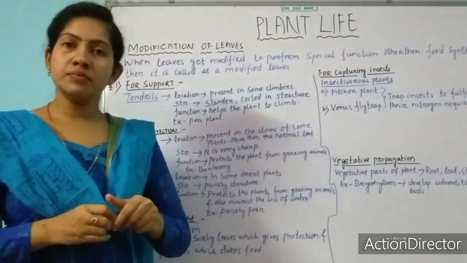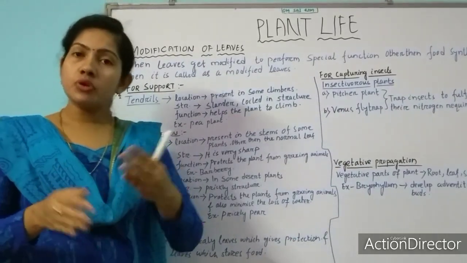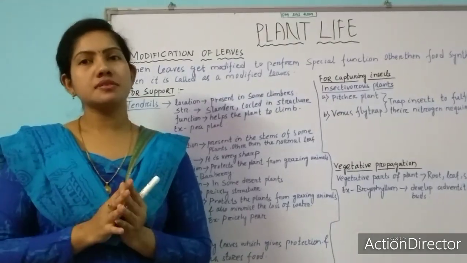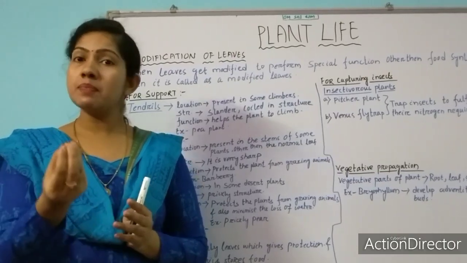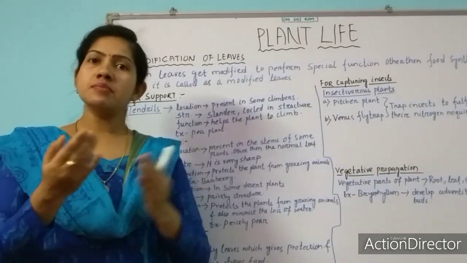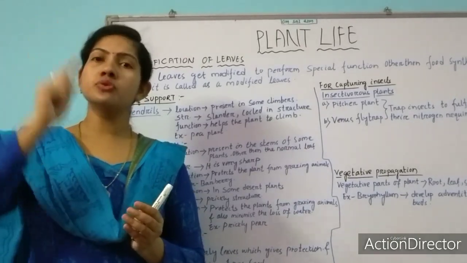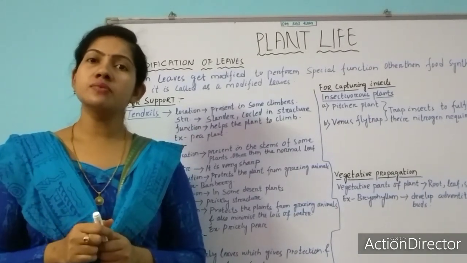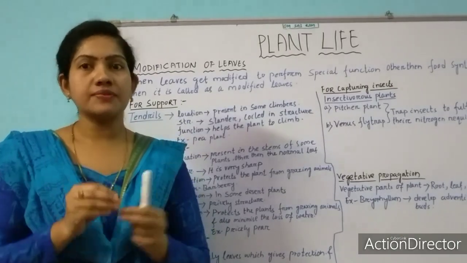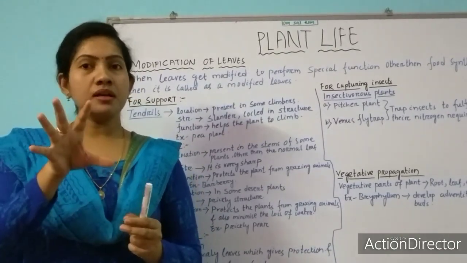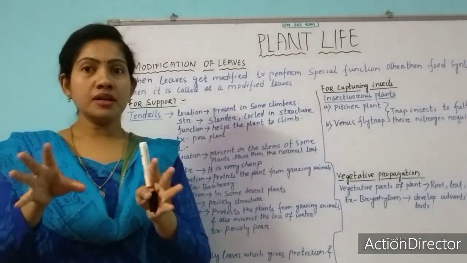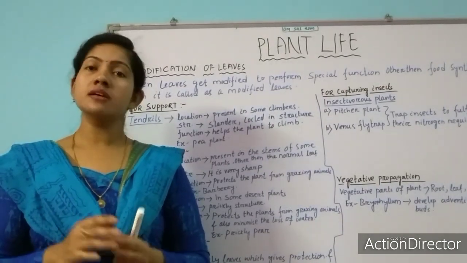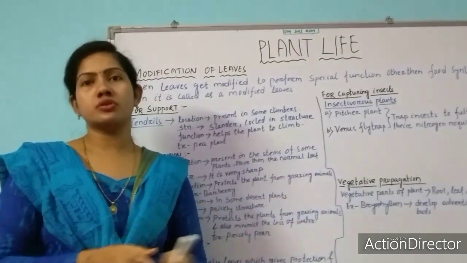The first function of modified leaf we will discuss is for support. Some leaves modify themselves to support the plant. For example, we can take some climbers, like pumpkin or a pea plant. Generally, climbers have weak stems and need a support to grow. You might have seen a coiled-like structure arising by the side of the stem, and that is actually a leaf. Remember, modified leaves never appear like a normal leaf. You cannot say that it is a leaf, but it is actually the leaf of that plant which gets modified to provide support to the plant.